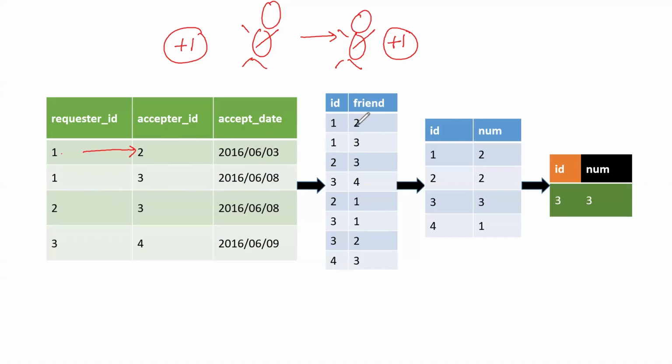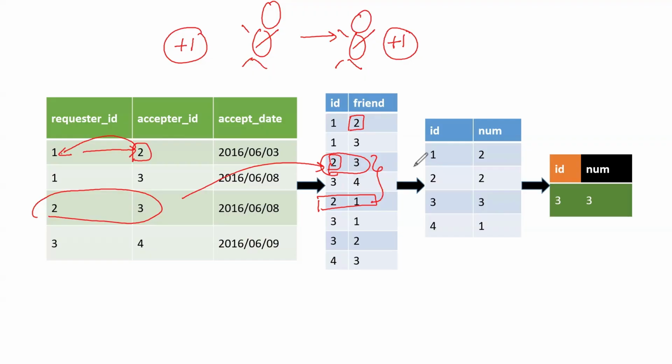Here I'm capturing that. Let's talk about 2. So 2 is a friend of 3, as this record is coming from here. Also, 2 has accepted the friend request of 1. So 2 is also a friend of 1. So the customer with ID 2 has how many friends? The customer with ID 2 has 2 friends. As simple as that. That's why we have created this intermediate table.